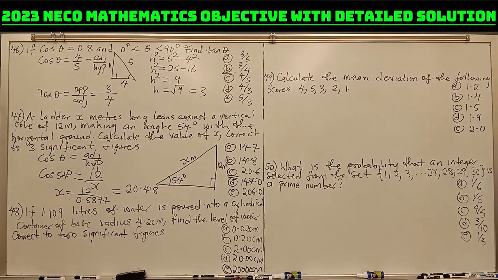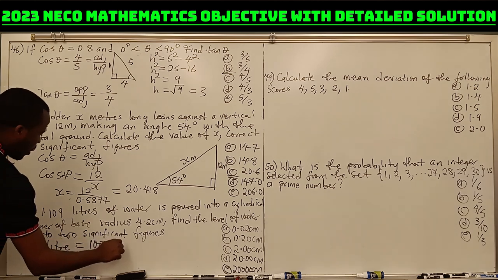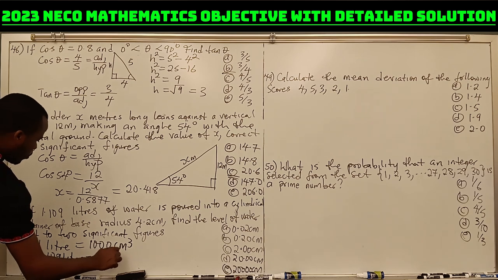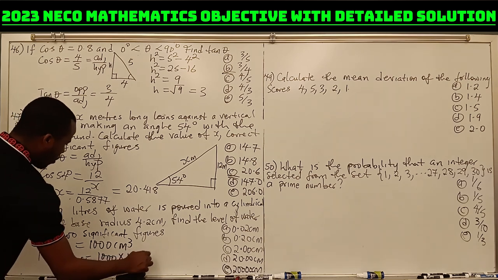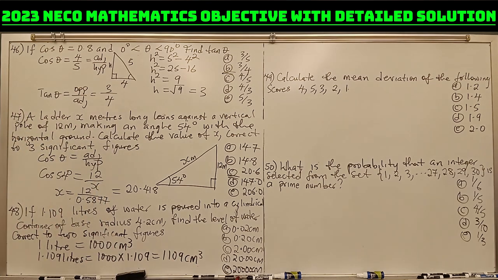Question 48 says, if 1.109 liters of water is poured into a cylindrical container of base radius 4.2 cm, find the level of water correct to two significant figures. The first thing we have to do is to convert these liters to centimeter cube. Remember that 1 liter is 1000 centimeter cube. So 1.109 liters will be 1000 times 1.109, which is 1109 centimeter cube. So this is the volume of the cylinder that water is poured into.